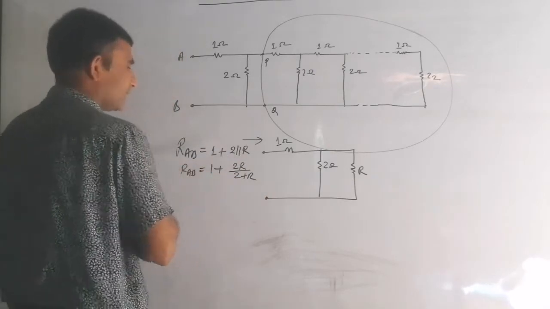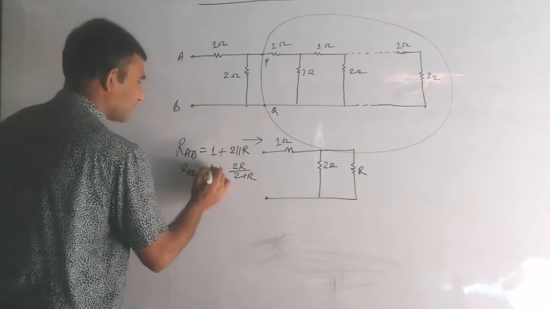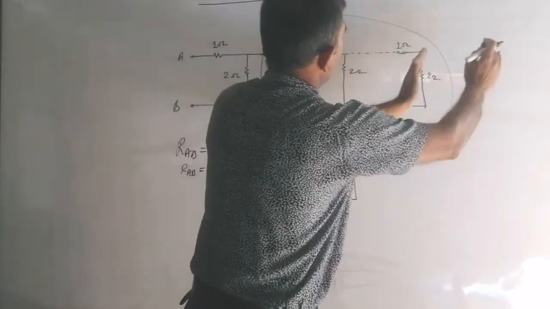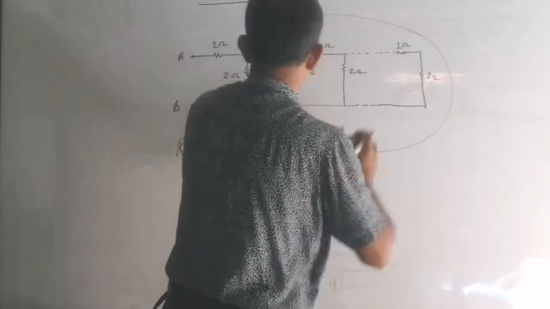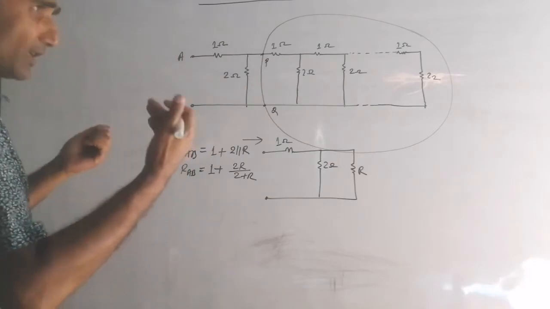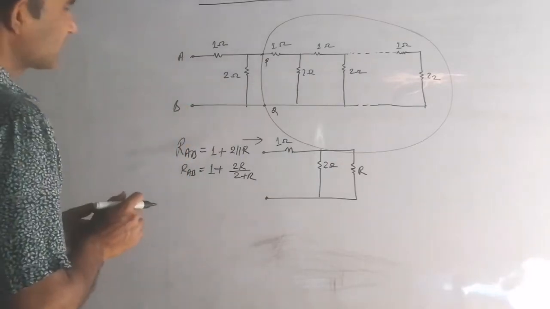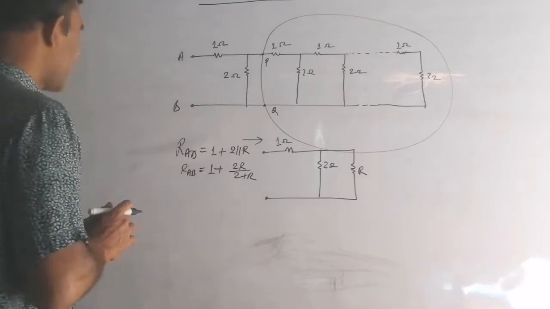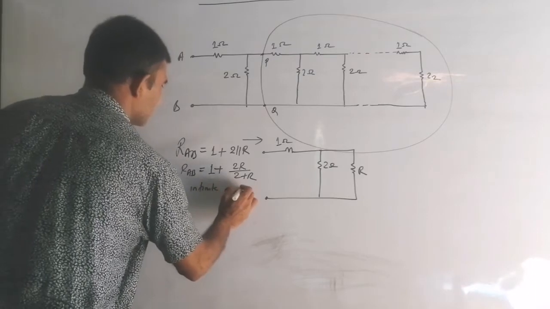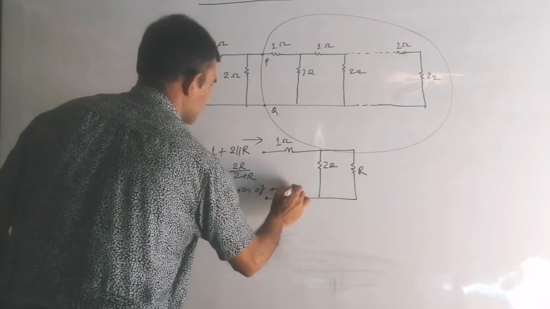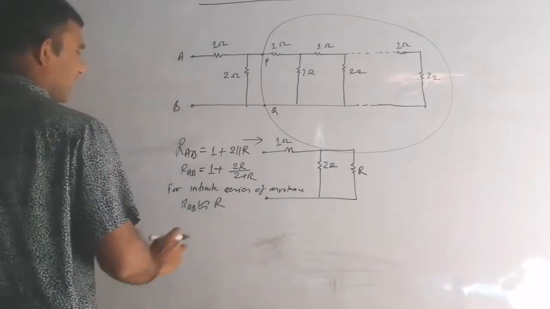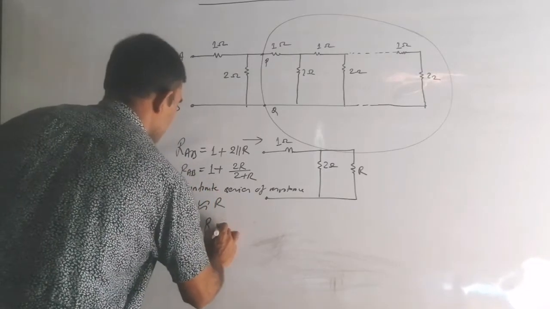This is RAB. Now think a little bit, we are using some approximation. See, this is 1 ohm, 2 ohm, 1 ohm, 2 ohm, 1 ohm, to the infinite number of this branch, right? Like this part. If I add one more part, then there will not be that much change in the resistance. Equivalent resistance remains nearly the same. So I can write, for an infinite series of resistance, RAB is nearly equal to R only.